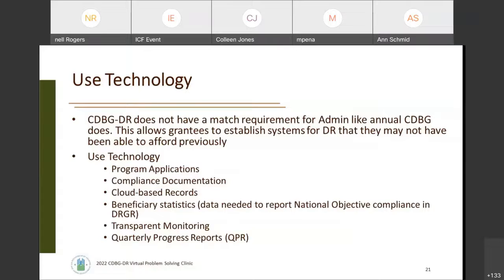Utilizing technology for program applications, compliance documentation, cloud-based records, beneficiary statistics, the things that are needed to report to HUD that you've met a national objective. Transparent monitoring, I think a lot of folks have gone to an electronic monitoring system of sub-grantees or sub-recipients. And especially as a result of the pandemic, we found that by having online systems, it's more transparent for everyone. You know what questions are coming, and you're able to prepare and respond. And then certainly having technology tools to be able to meet those HUD quarterly progress reports.